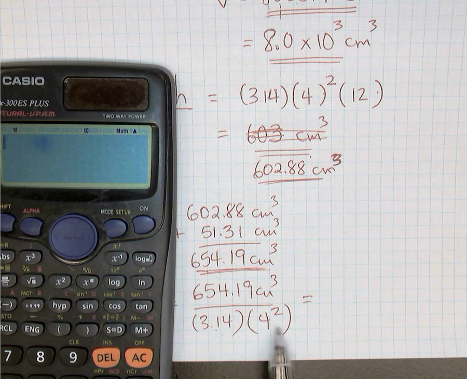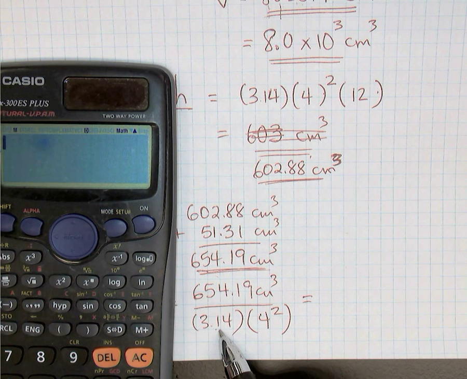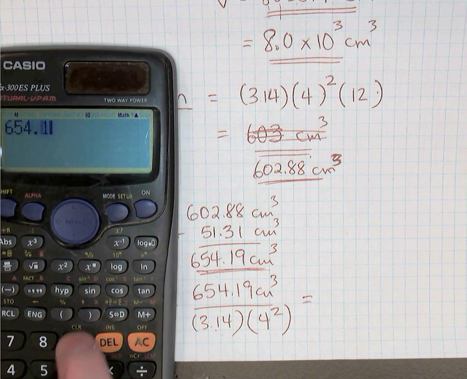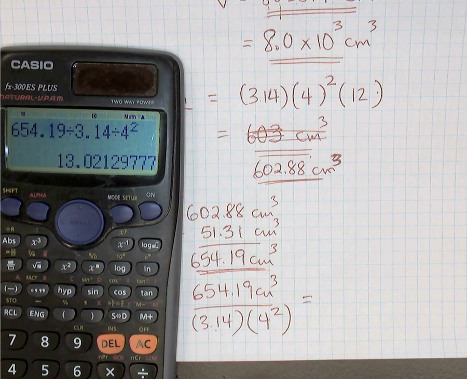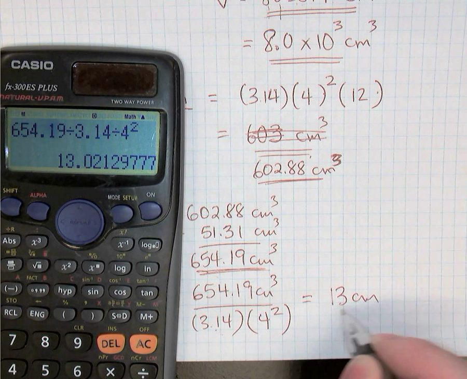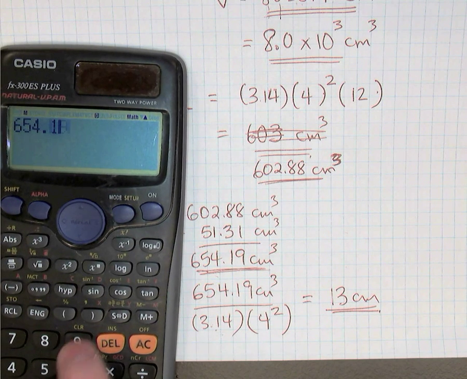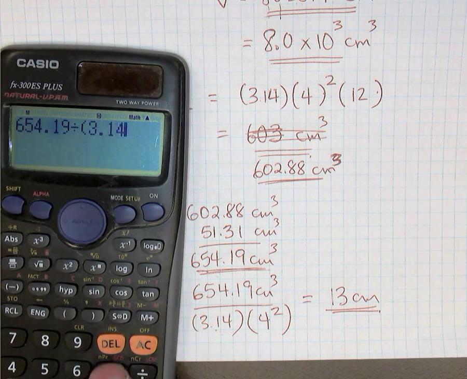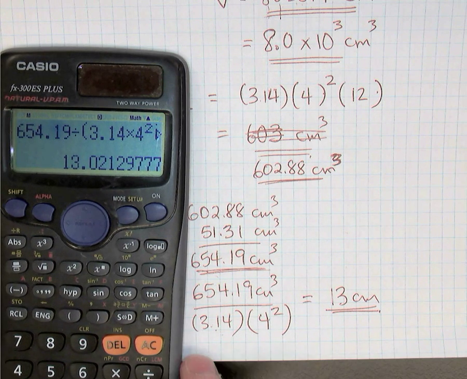If you're dividing by a product, like we have here, things multiplied, you can take the top number, divide first by one of the two numbers on the bottom, and then divide again by the second one. That works when the bottom two numbers are being multiplied. Okay? So if we take 654.19, divide by pi, and then divide again by 4 squared, we get 13 centimeters as our height. The other way to do that would be 654.19 divided by, open a bracket, and now let's type in this product, 3.14 times 4 squared, close your bracket, equals the same answer, 13 centimeters.